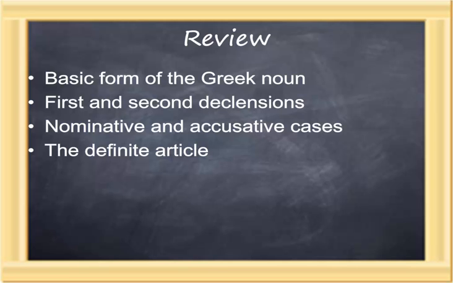We've also started to identify cases, that is, how the endings inflect to show us the use of the noun in the sentence. The nominative case, which is used for the subject of the sentence, and the accusative case, which is used for the direct object. We've also looked at the definite article and have begun to notice how that article, if we know it well, helps us parse some of the more difficult nouns.